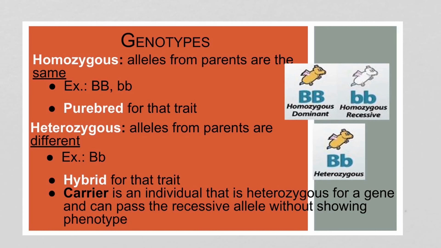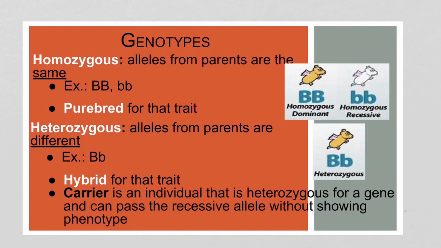Sometimes you will hear the terms purebred and hybrid used when referring to organisms with a particular genotype. An organism may be categorized as purebred if both of the alleles are the same. So an organism that is homozygous dominant or homozygous recessive is considered purebred, while an organism that has one dominant allele and one recessive allele would be considered a mix or a hybrid.